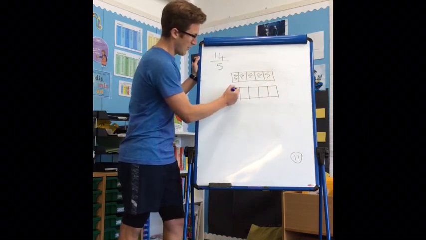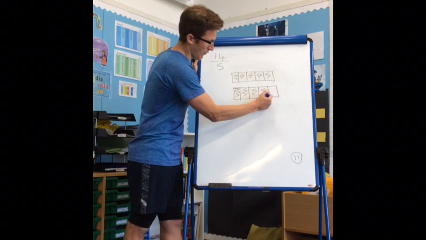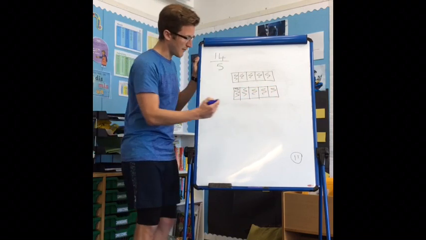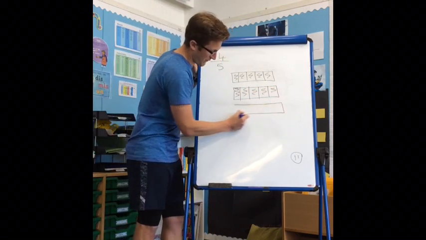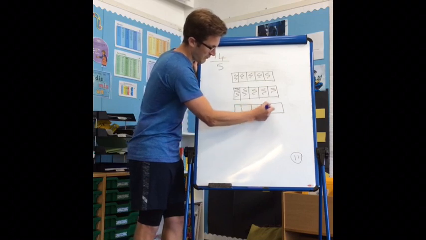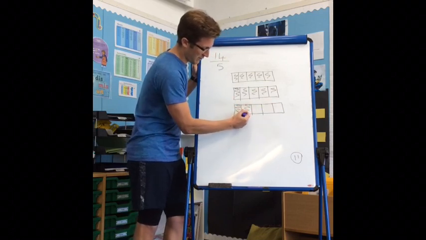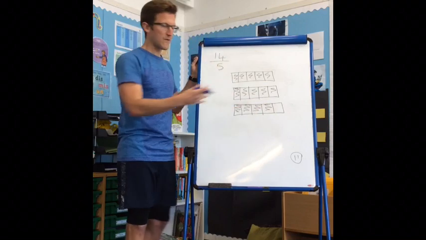Good drawing. 1, 2, 3, 4, 5. So I've got 10 altogether now. Need another 4 more. So I'll draw the full bar. Break it into 5. 1, 2, 3, 4. So I've got my 14 fifths.